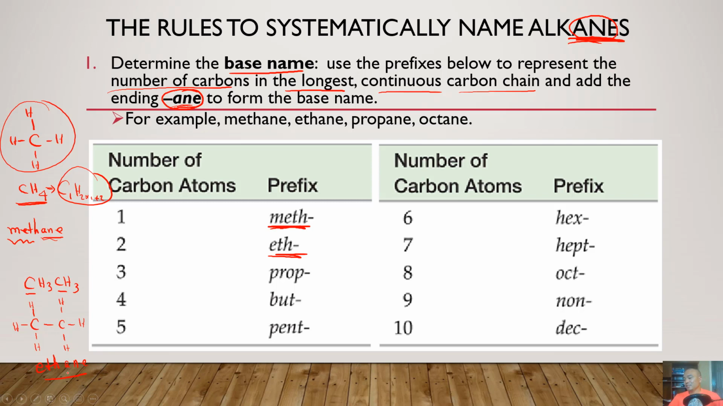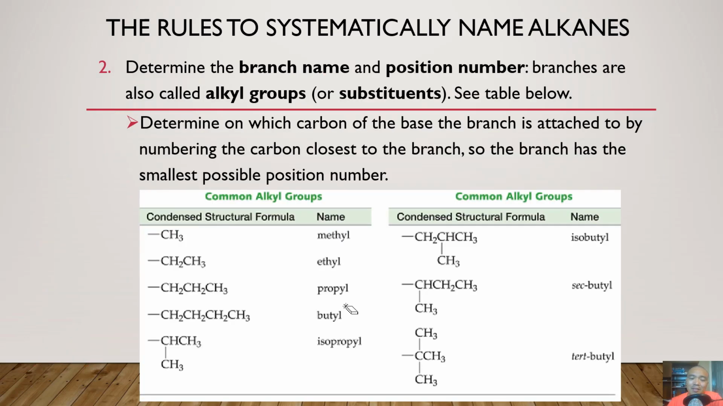All right. So I will give you more examples later on. If it's 3 carbons, you use prop, 4 but, then 5 it's pent, etc. You need to memorize all these prefixes. That's the first step. Determine the longest continuous carbon chain. Second step, you need to decide the branch name and the position number.